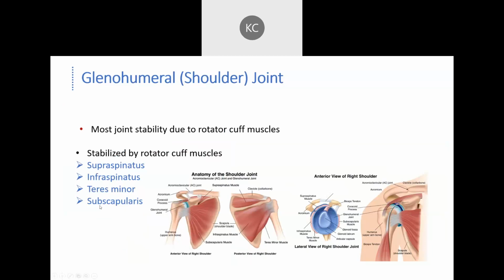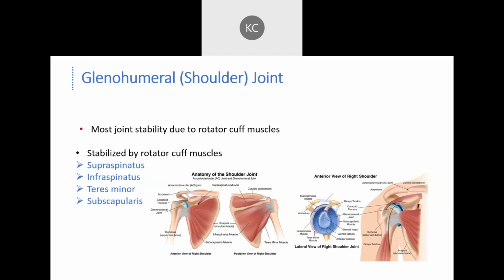So you have the subscapularis, and then you have this one small muscle known as the teres minor that attaches over to the greater tubercle of the humerus, right? So all of these are serving to both stabilize the shoulder, keep it in place, but also help with movement of the shoulder as well.